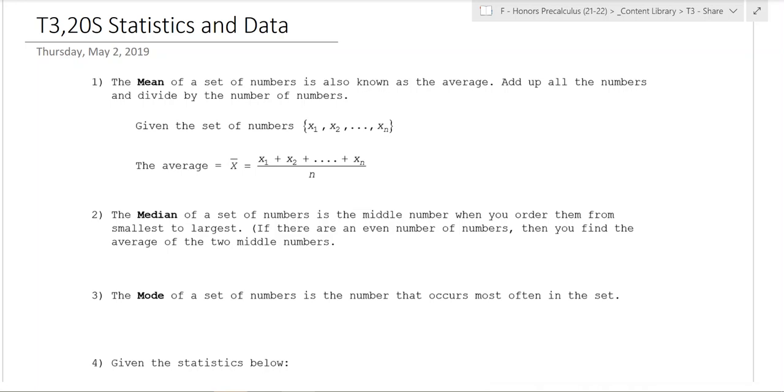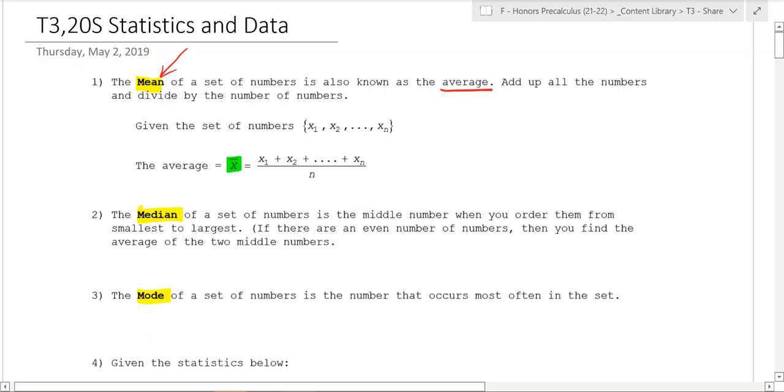First we're going to start with three words you might have heard of before: mean, median, and mode. The mean of a set of numbers is also known as the average. This is the thing we think of when we think of an average. We add them all together. If there are n elements, we do the sum divided by n. You'll notice that this is denoted by x bar. That means the average, which is the mean right there.